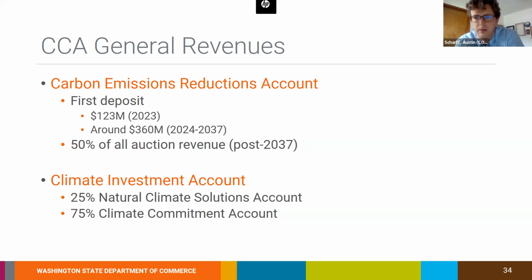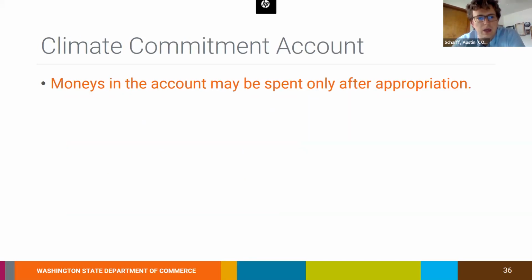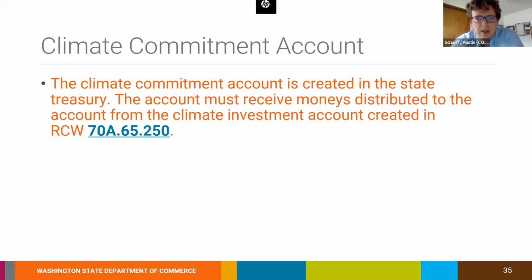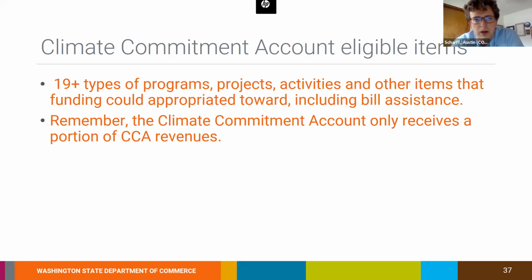In the climate investment account, the remainder is divvied up between the natural climate solutions account, and 75% of it goes to the climate commitment account. One other stipulation here is in the climate commitment account: the money can only be spent after it's been appropriated, so it's subject to that state general fund appropriation cycle. In that account, there are 19 categories of different types of programs, projects, and activities that the funds can go towards. One of those categories includes bill assistance.